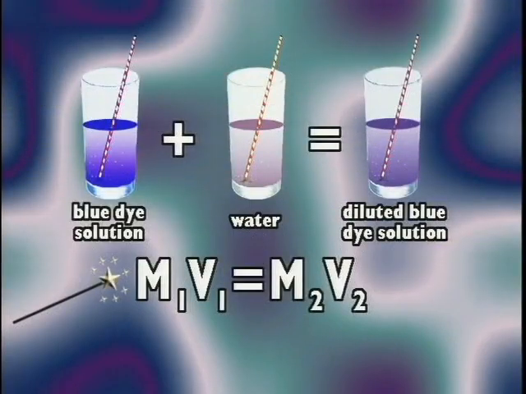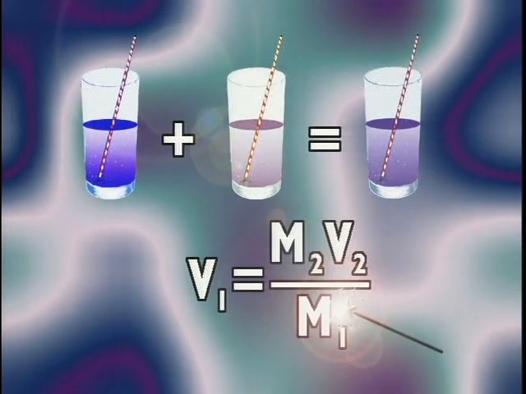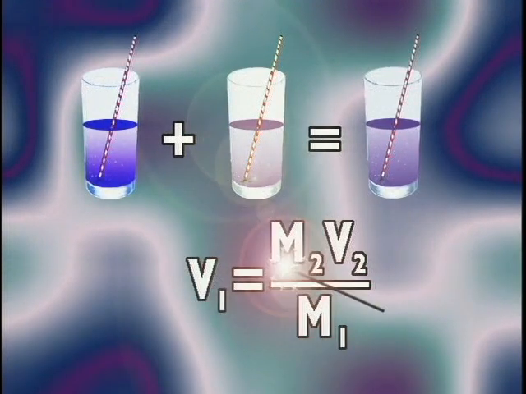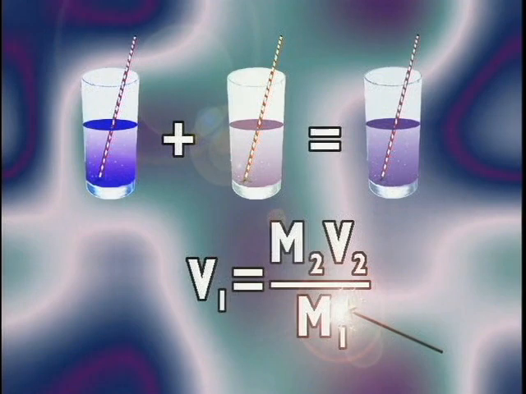Suppose we wanted to figure out how much of our original blue dye solution we'd need to mix with water to create a specific amount of a diluted blue dye solution. We'll work a little algebraic magic on our concentration equation so we can find the volume of blue dye solution we'd need to start with. We'll move M sub 1, the molarity of the original concentration, and make it the denominator on the right side of the equation. So the equation now reads, the volume of the first solution equals the molarity of the second solution times the volume of the second solution divided by the molarity of the first solution.